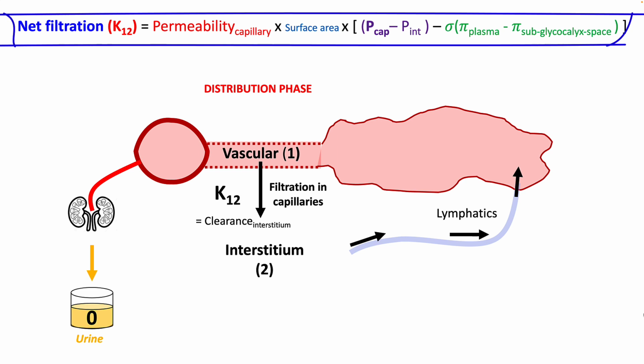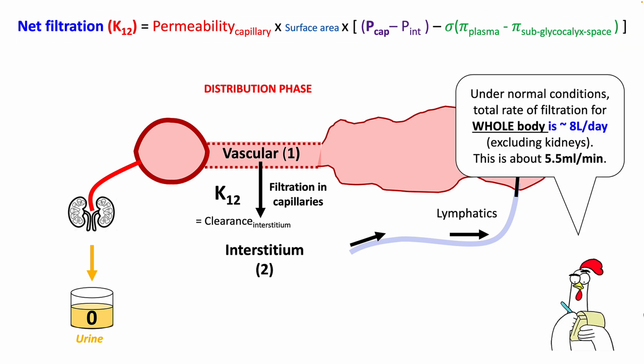And this is given by your modified Starling equation, as we have discussed before. Under normal conditions, the total rate of filtration for the whole body is around 8 liters per day, excluding kidneys, and this amounts to about 5.5 ml per minute.